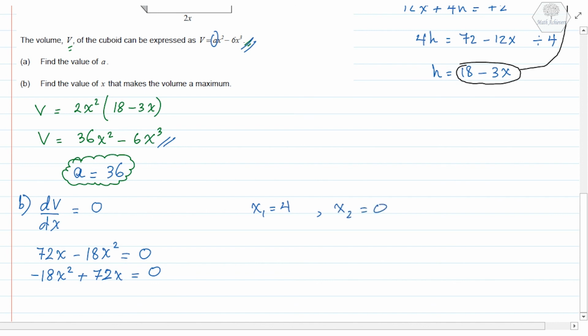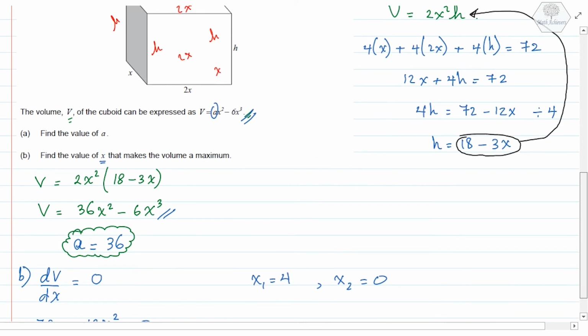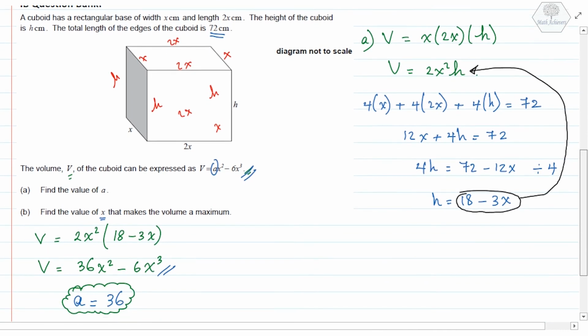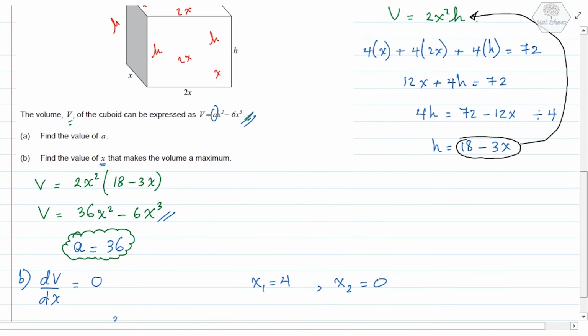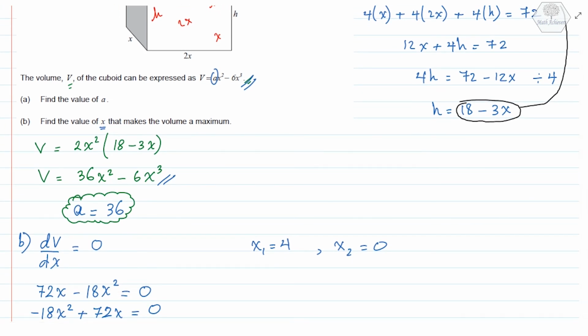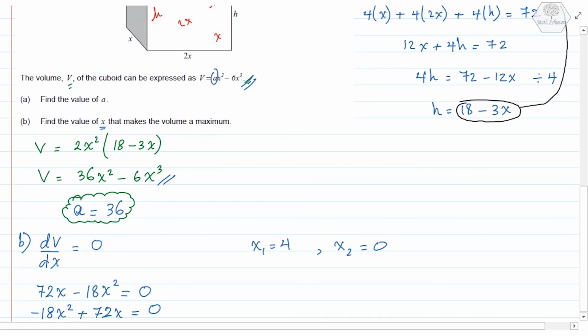The question wants the value of x, and the question contains the volume and lengths. So can x be equal to 4? Yes, it can be equal to 4. Can x be equal to 0? No, because no length of any side can be equal to 0. So in this case, we reject this value and we take the x value to be equal to 4. So this is my answer.